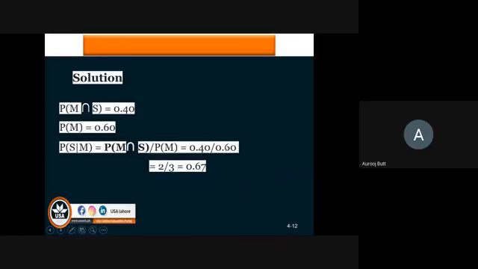So the ratio of both of these events is equal to 0.67. So this is the probability of S given M. That means the students who are studying science given that the students are studying mathematics as well is equal to 67%.